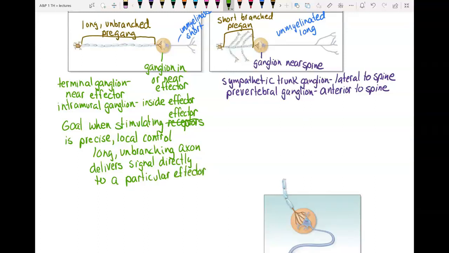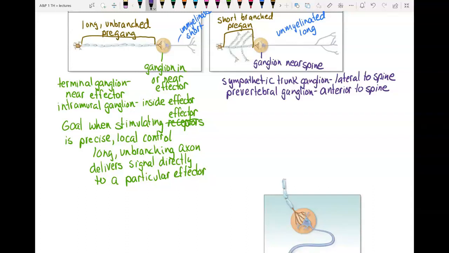So, for example, parasympathetic stimulates your salivary glands and your lacrimal glands, which make tears. So it's possible to have tears without getting lots of saliva, or it's possible to have your mouth watering and getting extra saliva without crying about it, because you can have that precise local control.